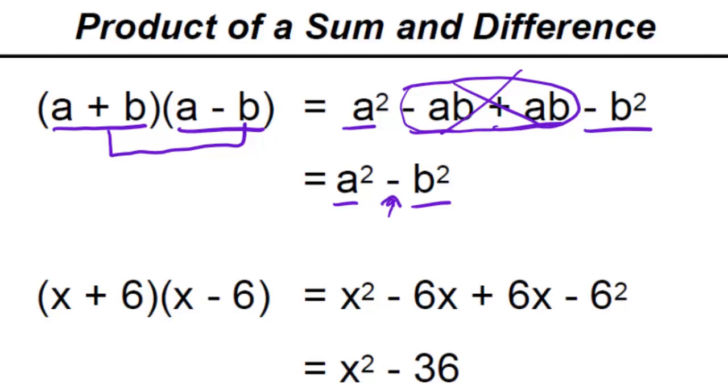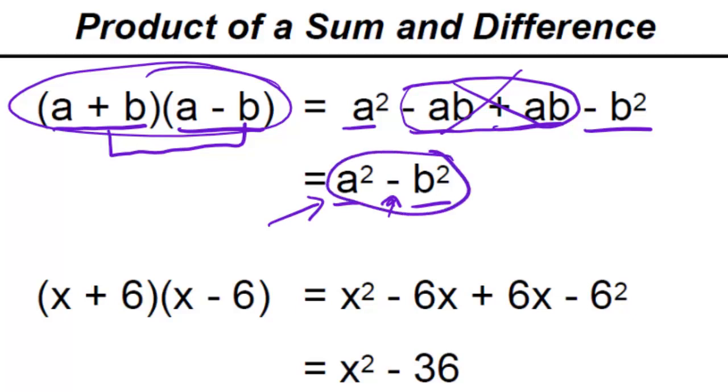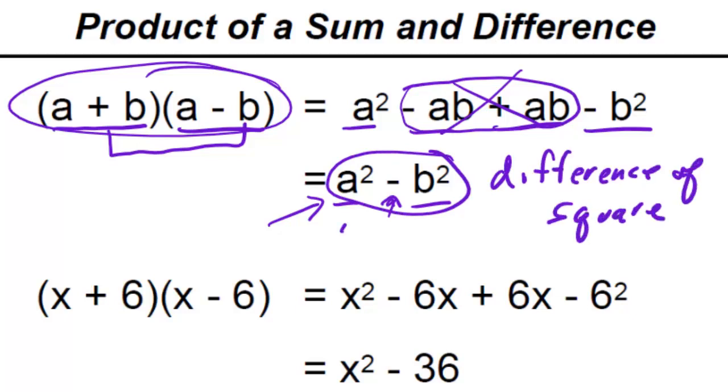So the product of a sum and difference, that's what this is, a sum and difference. This is the product of a sum and difference, and then later on we're going to need to know that it's actually called a difference of squares. So this right here is called a difference of squares, because you got two perfect square numbers with a subtraction between them, hence the name difference of squares.